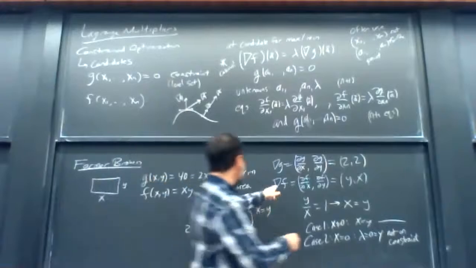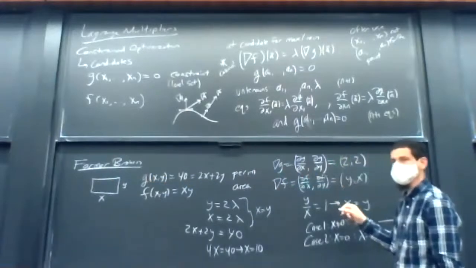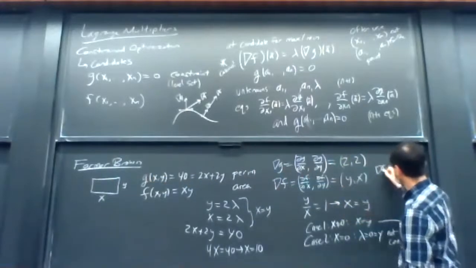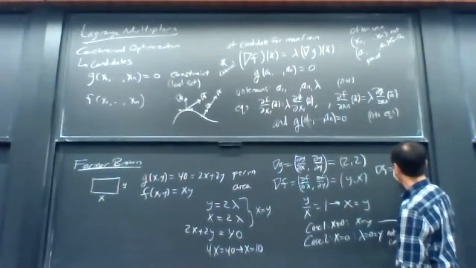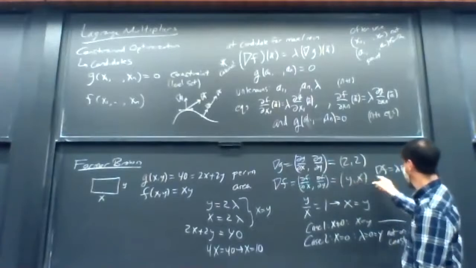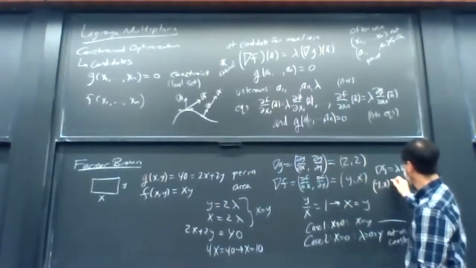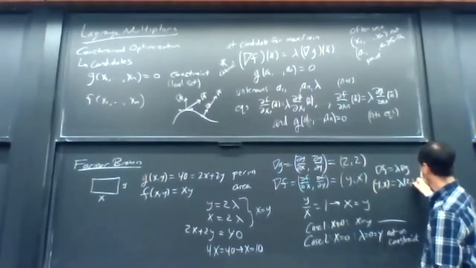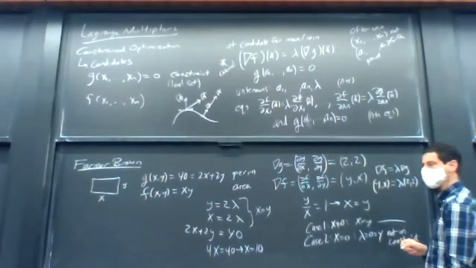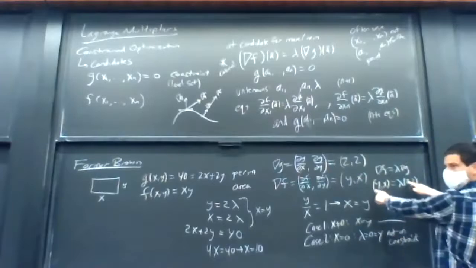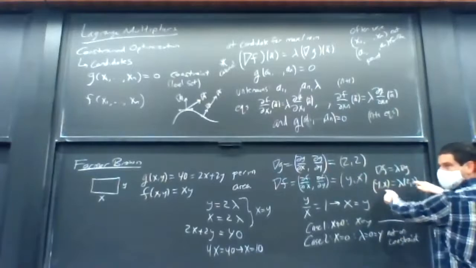Well, we know the gradient of f has to be lambda times the gradient of g, right? Gradient of f is lambda gradient of g. So (y, x) equals lambda times (2, 2). So y has to be 2 times lambda, and x has to be 2 times lambda.